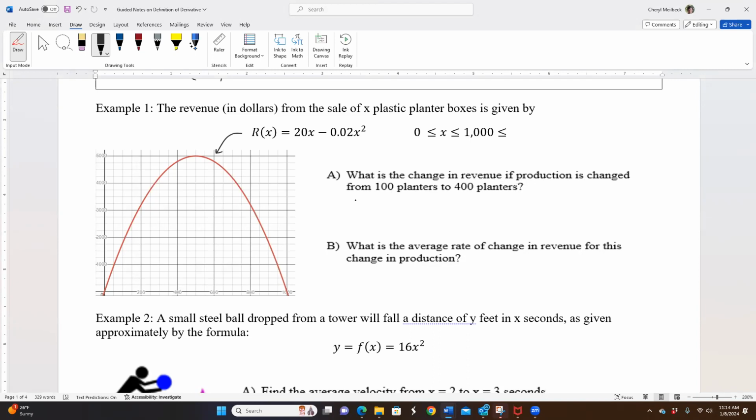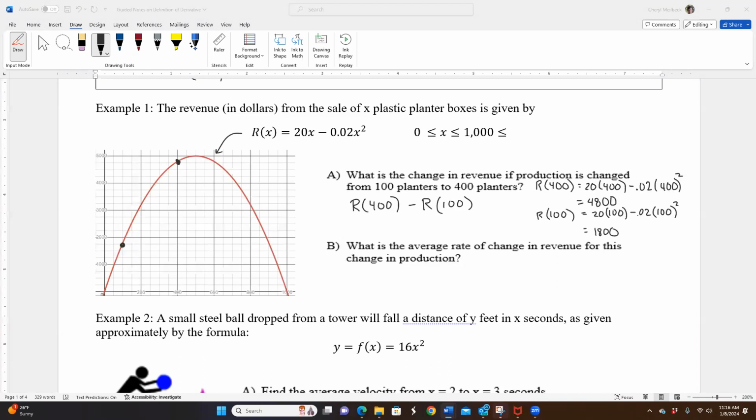So we want to know the change in revenue. So that would be R of 400 minus R of 100. So the revenue at 400, which we're just looking at here, minus the revenue at 100, which would be here. Let's calculate those values. Plugging 400 into my revenue function gives me $4,800. And plugging 100 into the revenue function gives me $1,800. So the change in revenue would be $4,800 minus $1,800, which is going to give me $3,000.